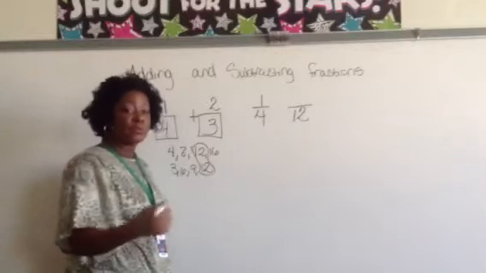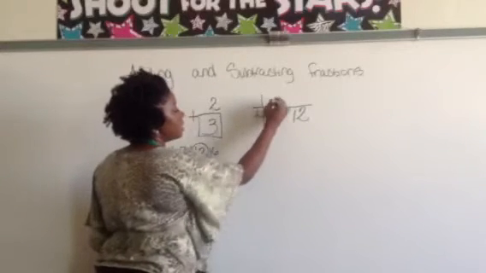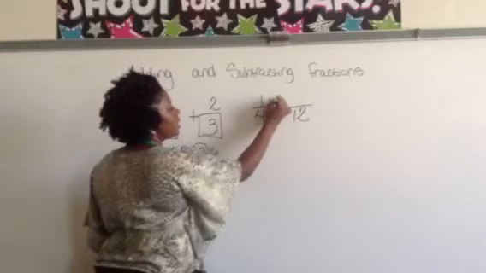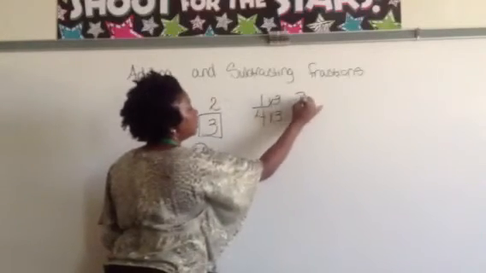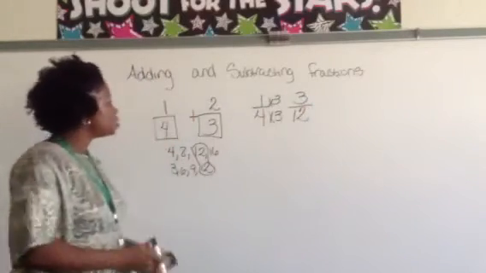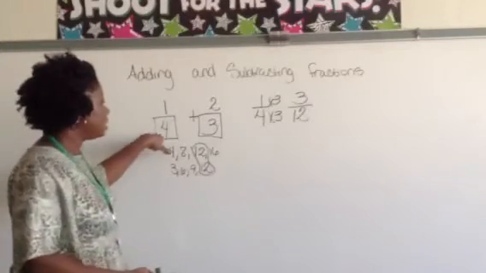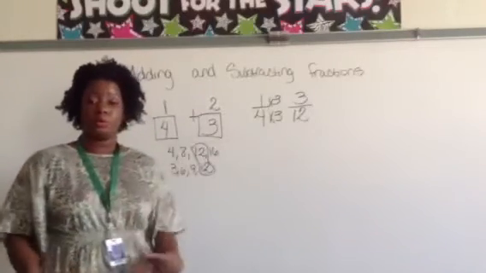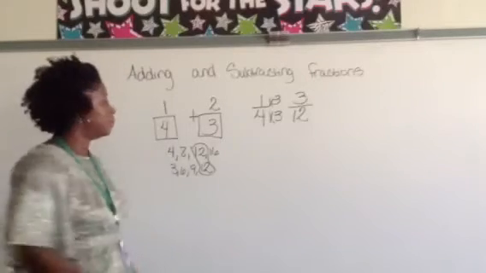And how do I get from 4 to 12? Times 3. And don't forget to do the same thing at the top. Times 3. 1 times 3 is 3. So I've changed one of my fractions. 1/4 is now 3/12. 1/4 and 3/12 are also equivalent. They look different, but they have the same value.